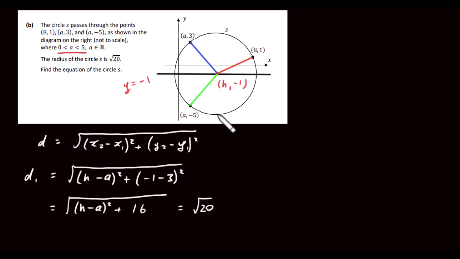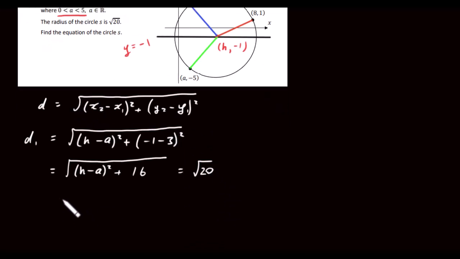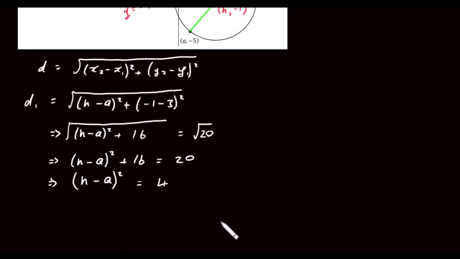So what we can do is square both sides. That'll give me, let's see, (h minus a) squared plus 16 is equal to 20, or just (h minus a) squared is equal to 4. Leave it like that for the moment. Let's just call this equation number 1 for the moment.